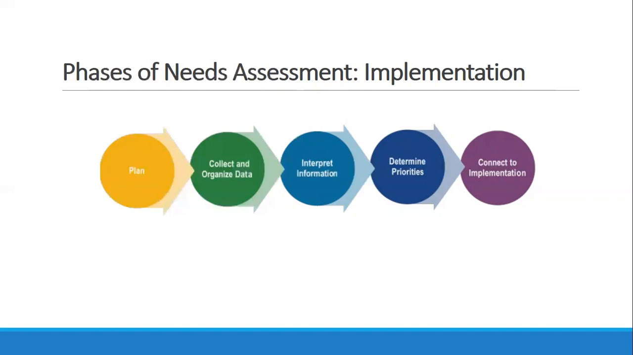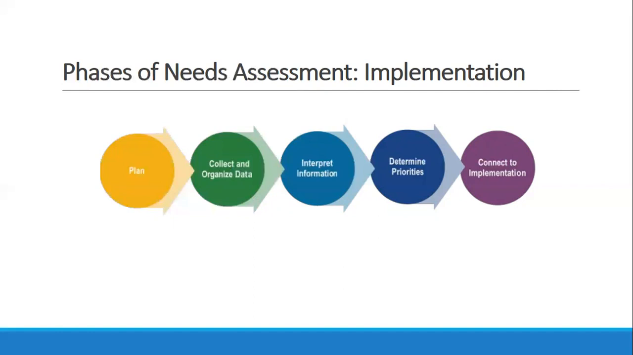The second implementation phase is collect and organize data. What data sources do you have readily available? What additional data do you need to explore? How can data be presented in a way that is easily understood? The third phase is interpret information. What do the various data sources say? Can input, output, and demographic data be triangulated to build strong themes? We will go deeper into data triangulation in the next slide.